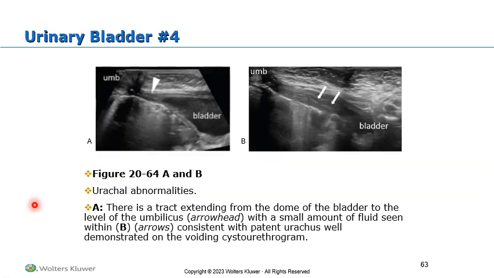Here's an example of a urachus that here is open on the bladder end. Here's one from bladder to umbilicus that is patent all the way through.